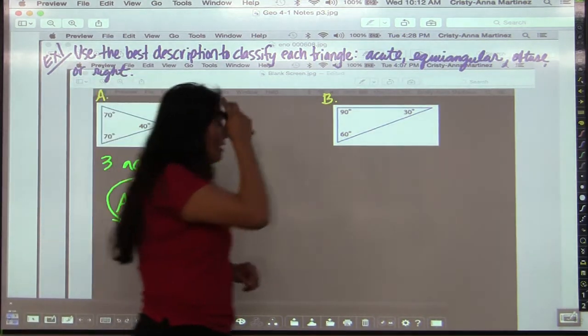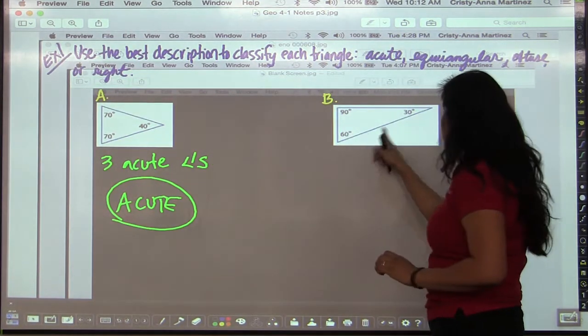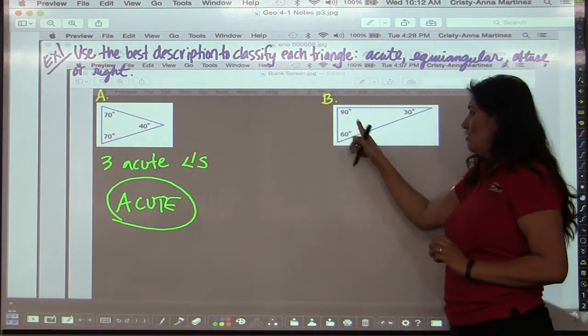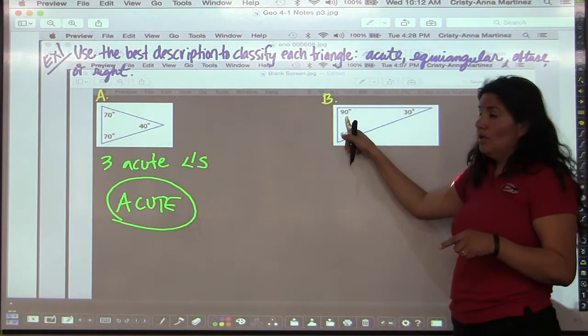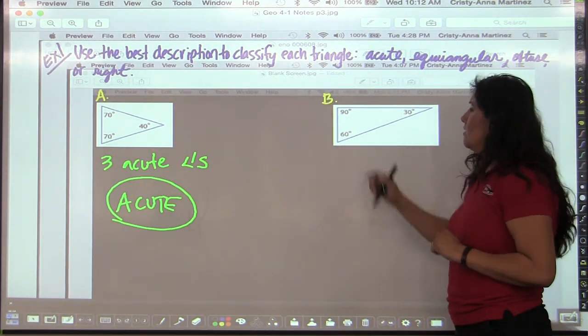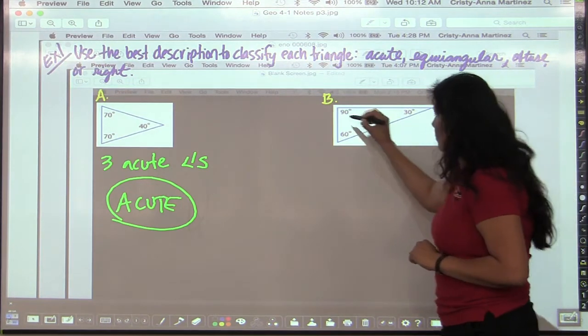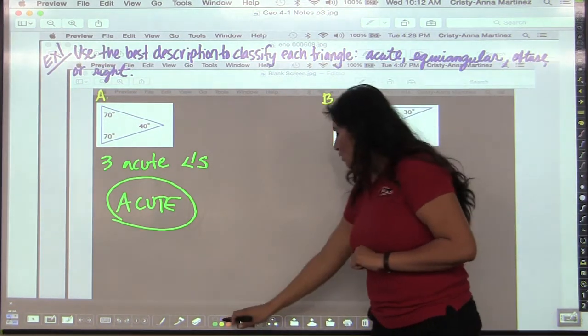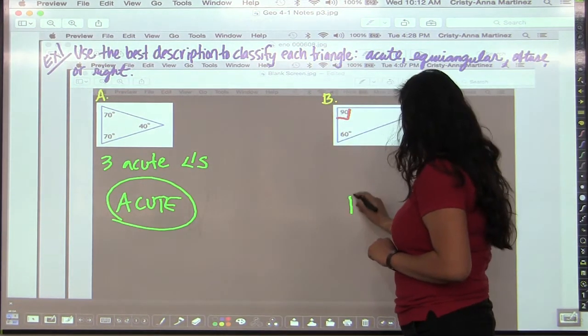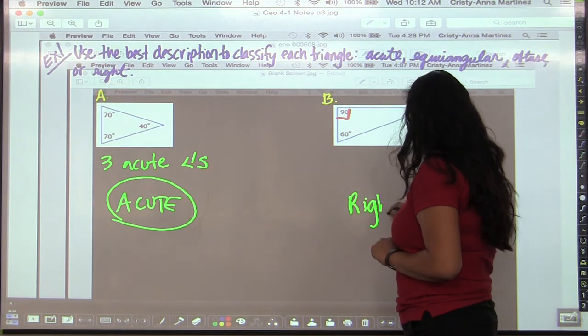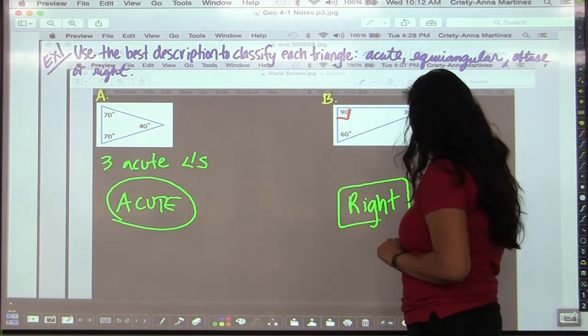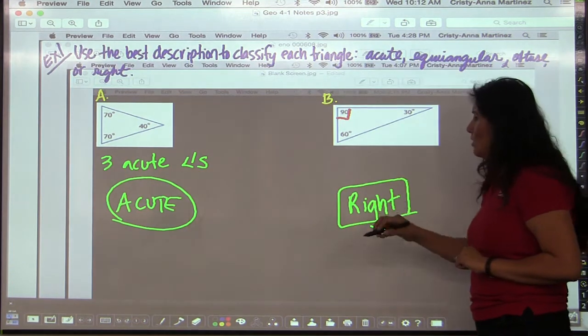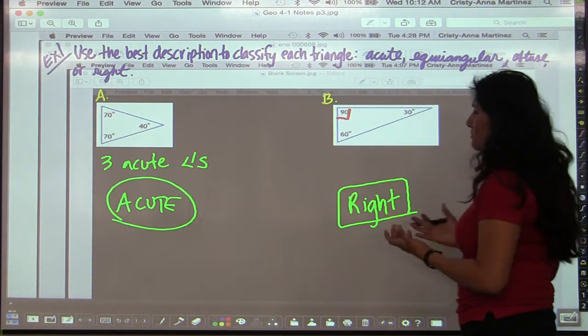I think of the word acute and I think, oh look, it's so cute, it's little. But there you go, an acute triangle. Over here for part B, we have 90, 60, and 30, so this has 2 acute angles. By the way, a 90-degree angle is not considered acute. It has its own special name, it's a right. So because it has a right angle, we're going to call that a right triangle. So this guy is a right triangle because it has a 90-degree angle. And then that one was acute. So that's basically all you have to do.